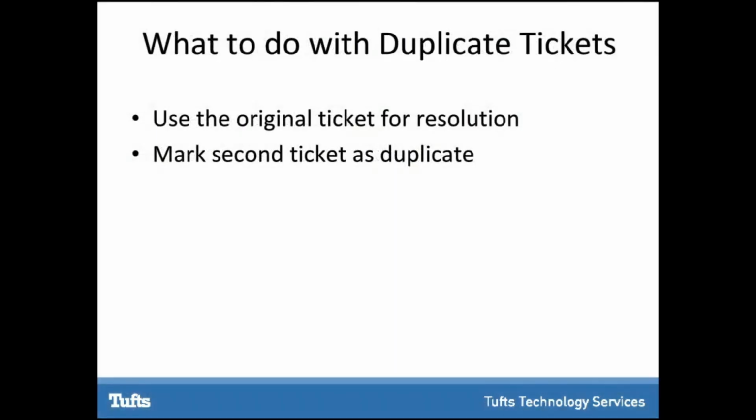In earlier modules, we discussed how to prevent duplicate tickets. But what happens if you open a ticket, then later discover one had already been created? Before you continue working on the issue, you want to mark the second as a duplicate and use the initial ticket for resolution.